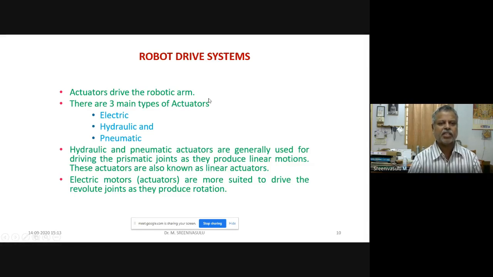That is what the basic purpose being served by an actuator. There are three main types of actuators which we have seen earlier in the earlier slide also. In general, this is not concretely locked. Hydraulic and pneumatic actuators are being used for linear actuation purposes, say for prismatic joints. And electric motors are normally being used in order to produce rotation.